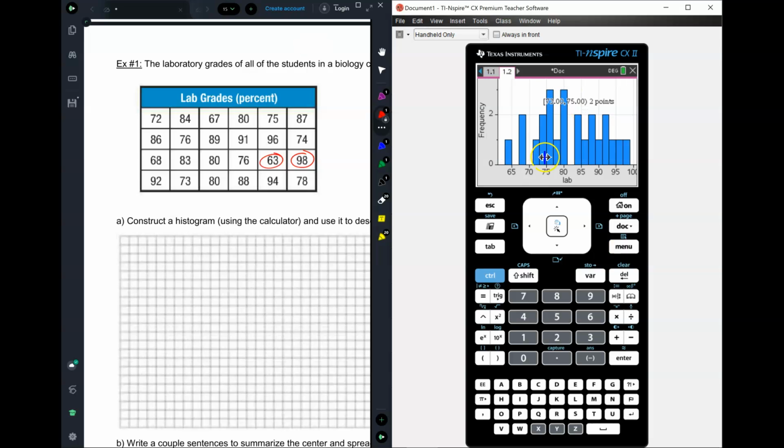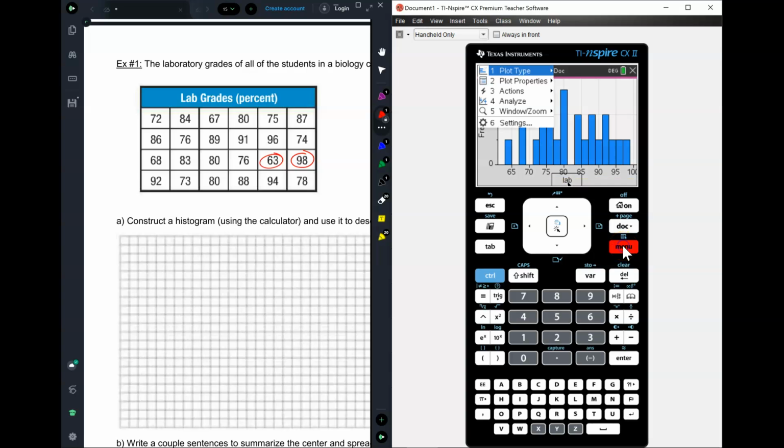If you hover on each bar, it'll tell you in brackets. Let me hover on this one so it's easier to see. It tells you that this is a class width from 75 to 77, and there are 3 in there. But I don't want them to go up by 3s. I want them to go up by 5s.